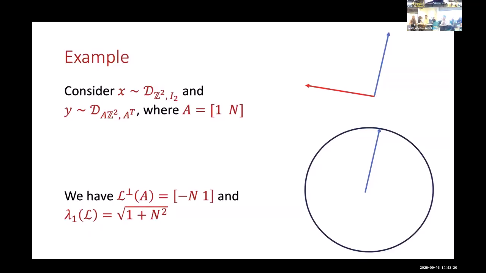Then if we want to find out what is the orthogonal lattice to the row space of A, well, we should try to find integer vectors that are orthogonal to the only row. So the answer is (-n, 1) is one of the vectors. And lambda_1 of L, well, this is the smallest radius such that the ball contains the row (1, n), so it has length square root of 1 plus n squared.